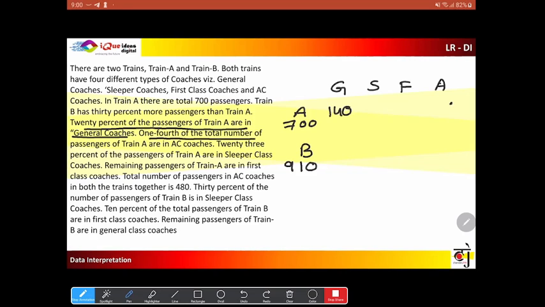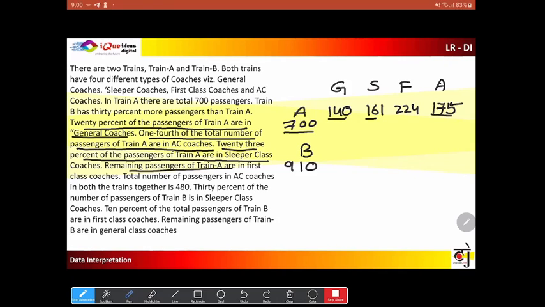1/4 of the total number of passengers in train A are in AC coaches. So 1/4 of 700 means half ka half. Half of 700 is 350, 350 ka half, 175. So 175 passengers are in AC coach. 23% of the passengers of train A are in sleeper class. So 23 multiplied by 7 करना है sleeper में, we get a total of 161. So automatically इन तीनों को add करके 700 में से अगर subtract करूँगा, I will get first class, that is 224. Then remaining in first class, okay.